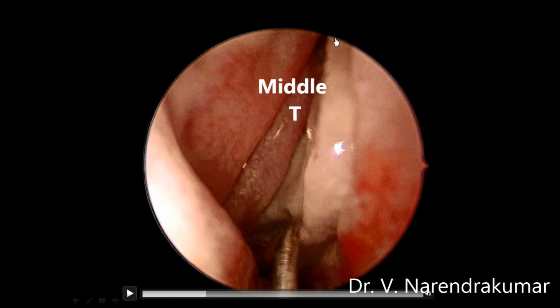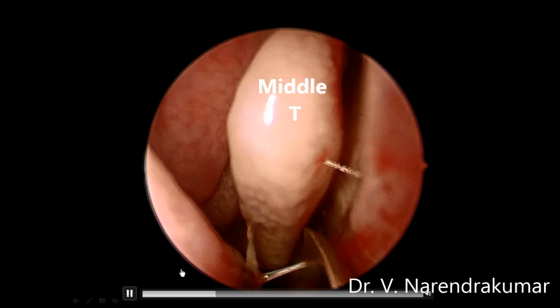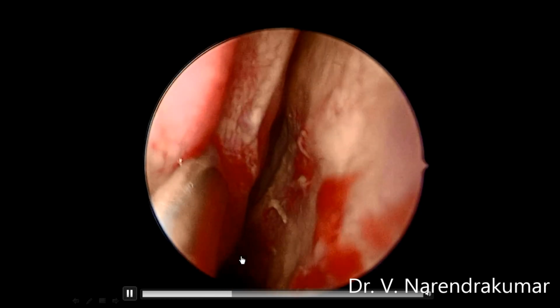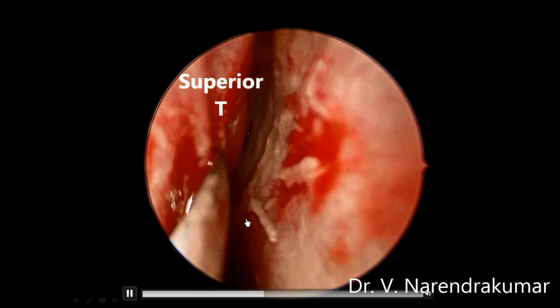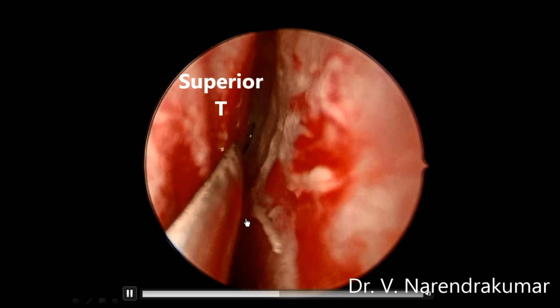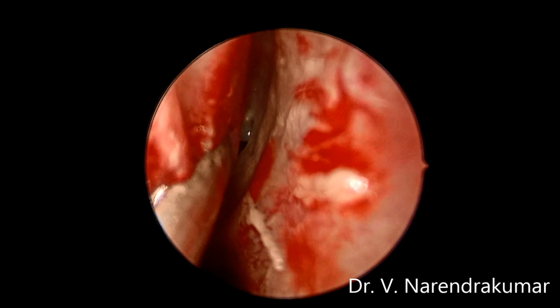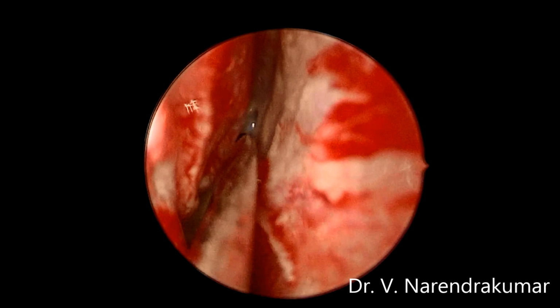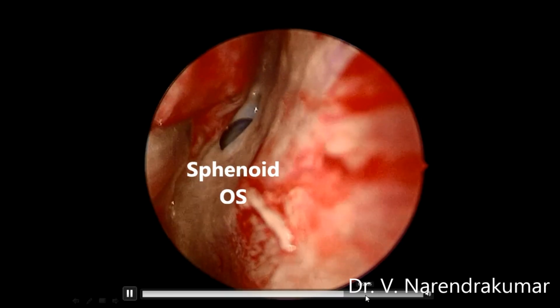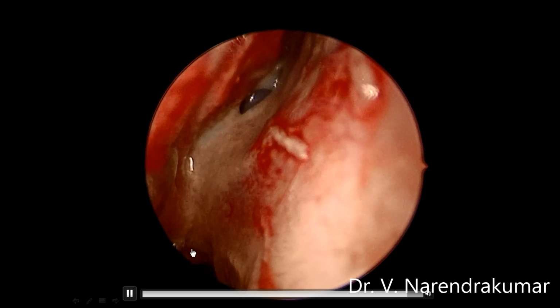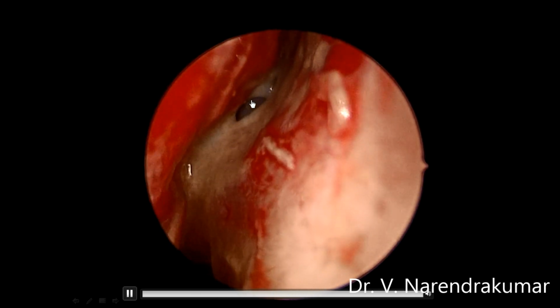You are seeing the basal lamella of the middle turbinate. Only after removing the anterior ethmoids will we enter into the posterior ethmoids. So this is the basal lamella of the middle turbinate. If you push the middle turbinate laterally, you will see the superior turbinate, the fourth door. Here I am pushing the superior turbinate laterally. You can also cut the lower part of the superior turbinate to visualize the sphenoid sinus ostium. So this is the choana over here. The sphenoethmoidal recess, above it is the sphenoid ostium.